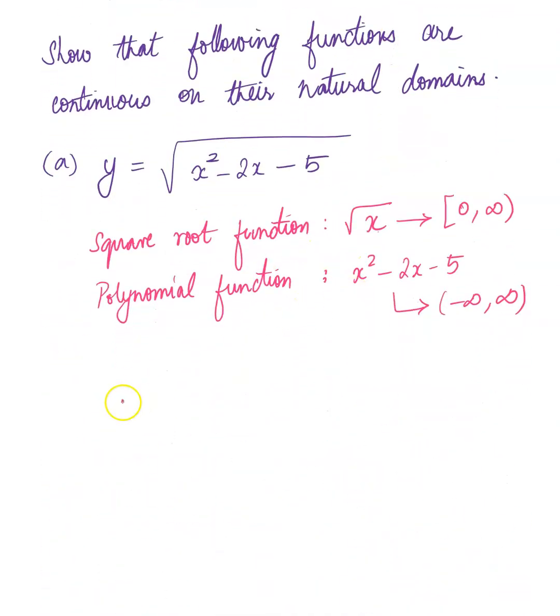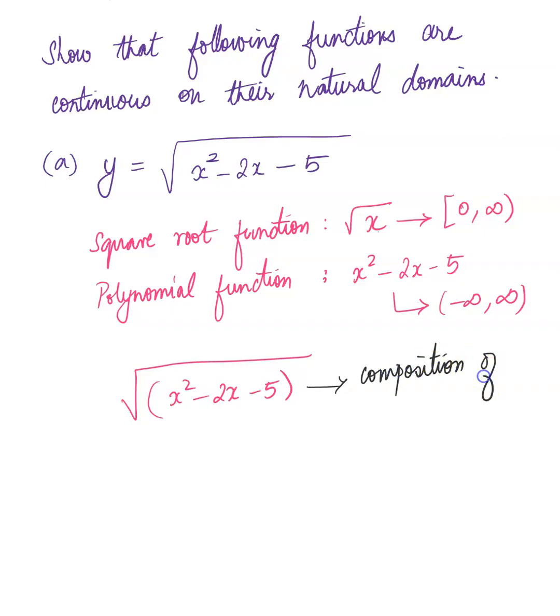So if I combine these two, the square root, right, instead of x, I replace it with x squared minus 2x minus 5. Meaning, in the place of x, I'm plugging in x squared minus 2x minus 5, which is basically the idea of composition. Composition of x squared minus 2x minus 5 in square root of x. Right? And we just saw also that if two functions are continuous, then the composition of those functions is also continuous. So, and all this is going to happen in their natural domain, right? So that is what we have here.